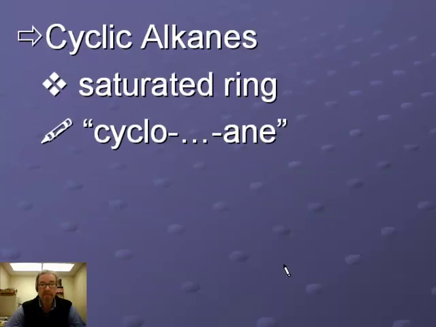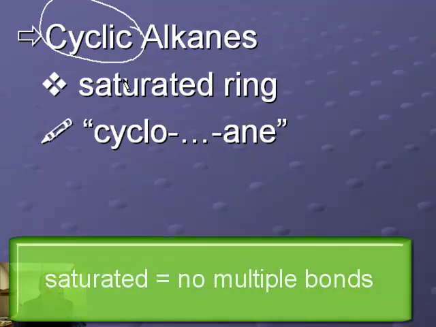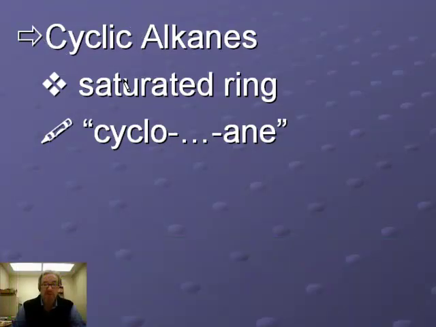Cyclic alkanes. Cyclo sort of means wheel. And so these are ring or wheel-shaped structures. They're saturated, which means they're like alkanes. Here's how we name them. We start with cyclo and we end with ane, and in the middle we put the word part that indicates how many carbons are in the ring.